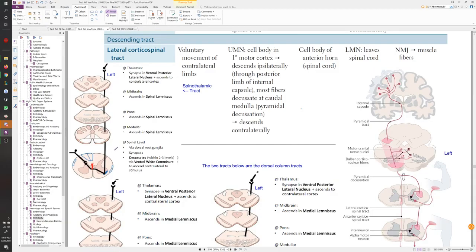There's obviously another one for the other side that is also going to come here and cross over, right, do this business, and then go up. Right, that's going to be for the right side. That one also gets messed up. So these people with the syringomyelia, they have bilateral loss of pain and temperature.